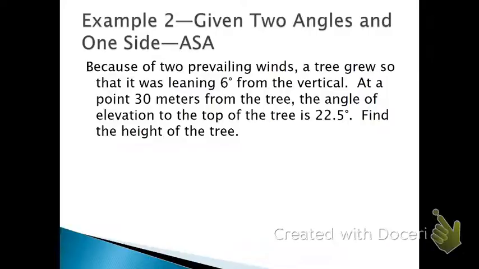So you've got this tree and it's leaning, and we're going to let it lean to the right. But we know that if I had a vertical line here, it tells me it's leaning 6 degrees from the vertical. All right, and then at a point 30 meters from the tree, so we're going to go to the left 30 meters, the angle of elevation to the top of the tree is 22.5 degrees. Remember, angle of elevation is that angle at the bottom, and it's looking up. And we are after the height of the tree. Remember, it's the tree that's leaning, so it's that leaning side.